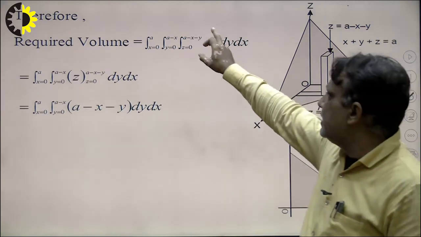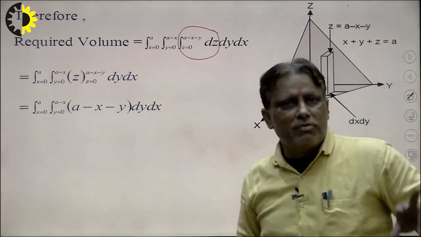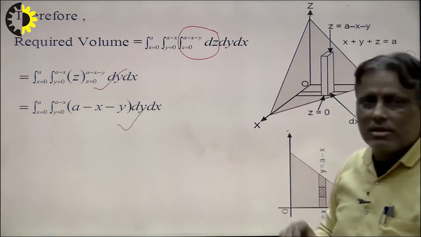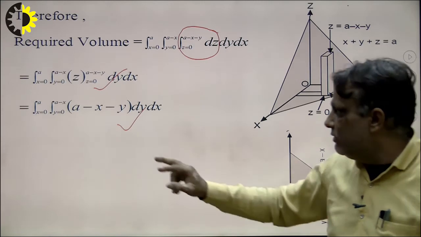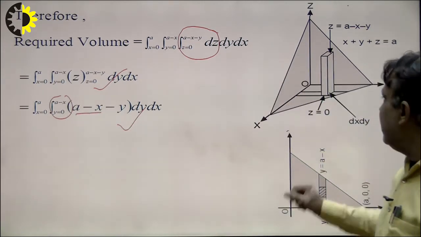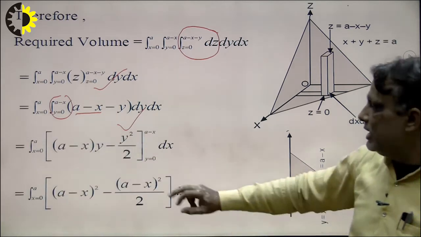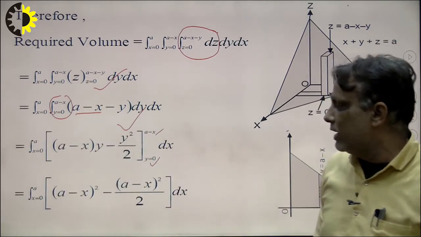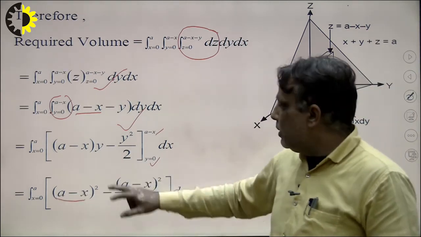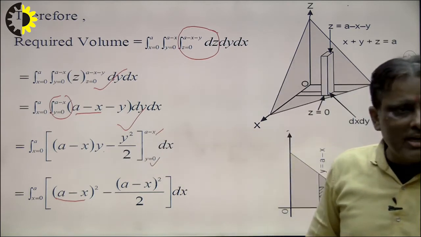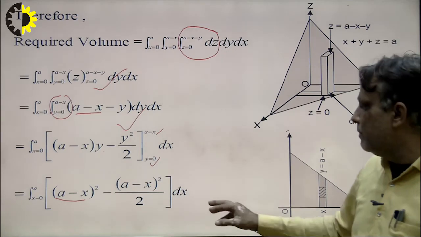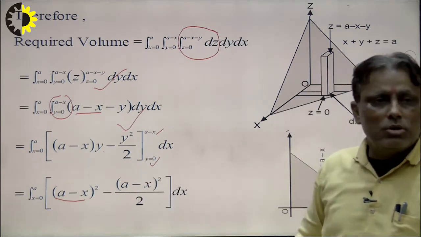First of all we integrate with respect to z. So the integration of dz will be z, upper limit minus lower limit, and the result will be this, right? Now we integrate with respect to y, that means a minus x is constant, right? So the result will be a minus x into y, and y square by 2, and I write here upper limit minus lower limit. So what will be the conclusion here? A minus x square, because in the place of y I write the upper value, and the upper value is a minus x square here. So this is a minus x square upon 2, dx.